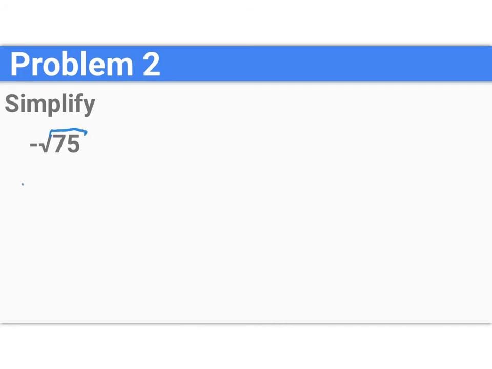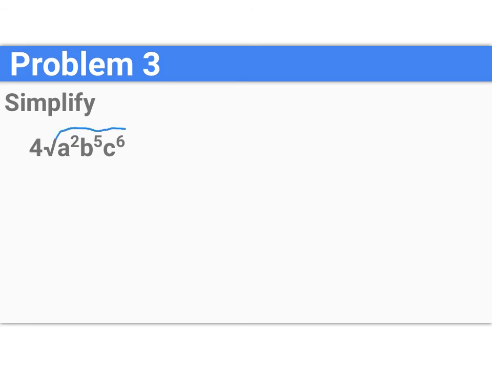Well, I know the opposite of the square root of 25. I know that 75 breaks down into 3 times 25, and the square root of 25 is 5, so 5 root 3, negative. So we have negative 5 root 3 as our answer.